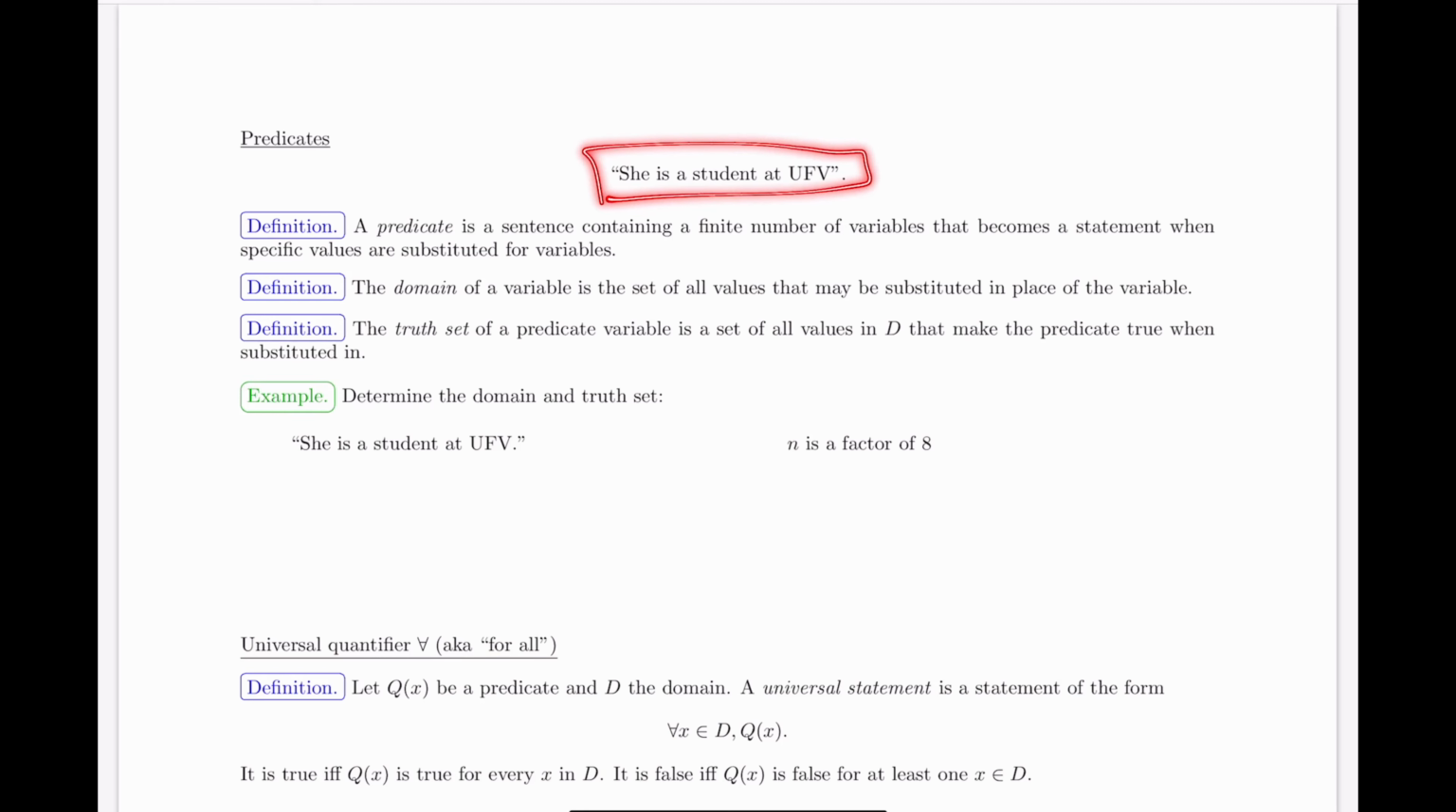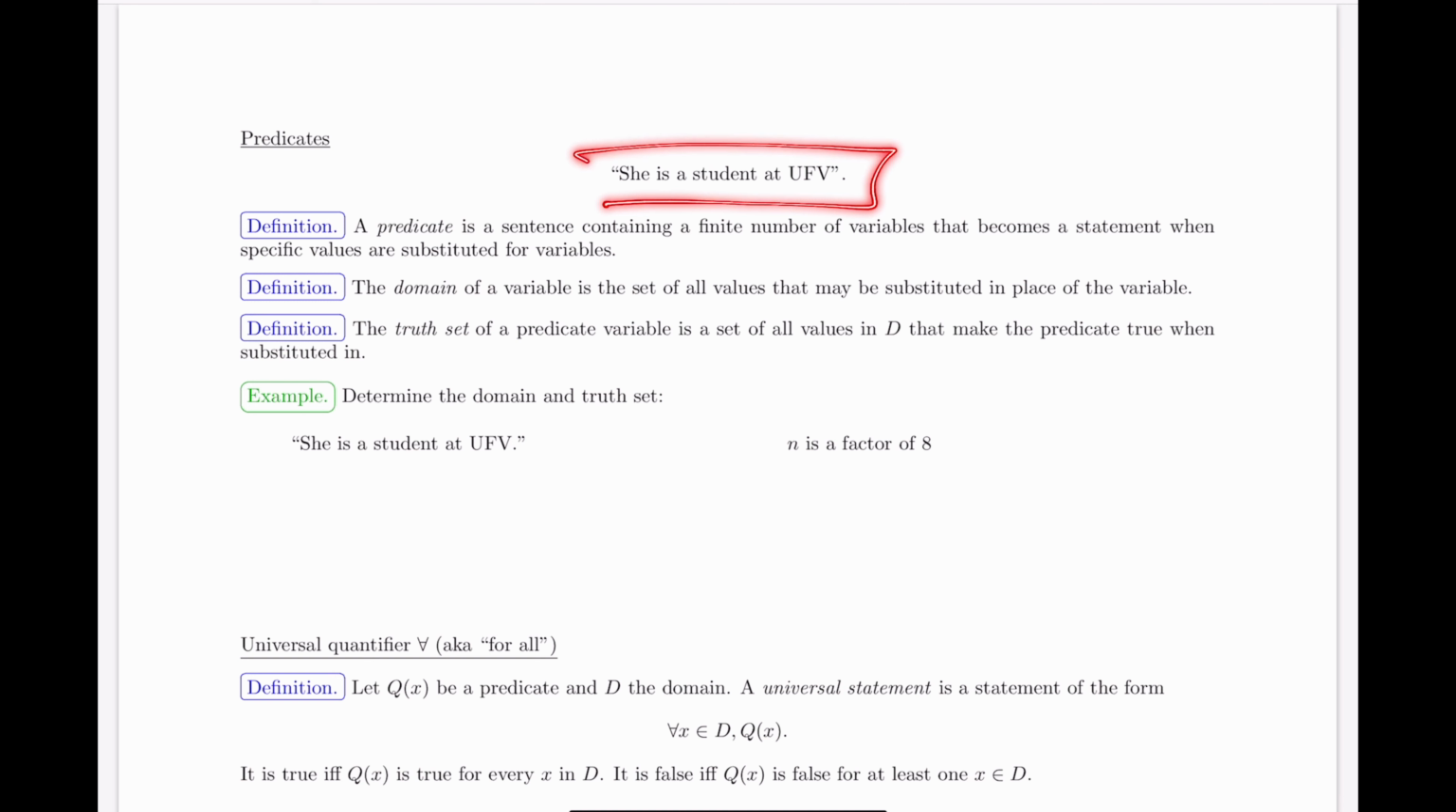Let's take a look at this statement. She is a student at U of V. Is this a statement, the way that we have defined it in the logic section a few lectures ago? Remember that a statement or a proposition is a declarative statement, which this is, whose truth value is either true or false, so it has to be determinable.